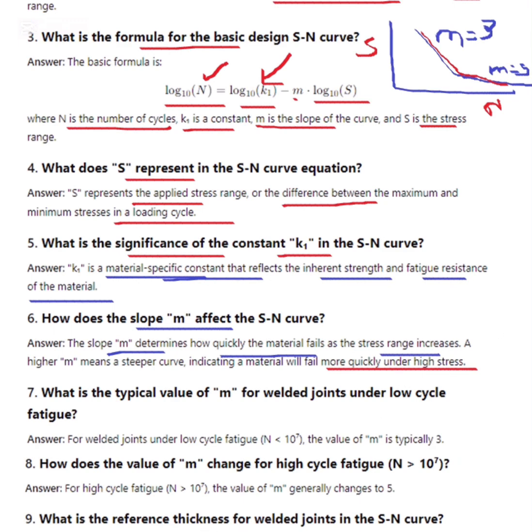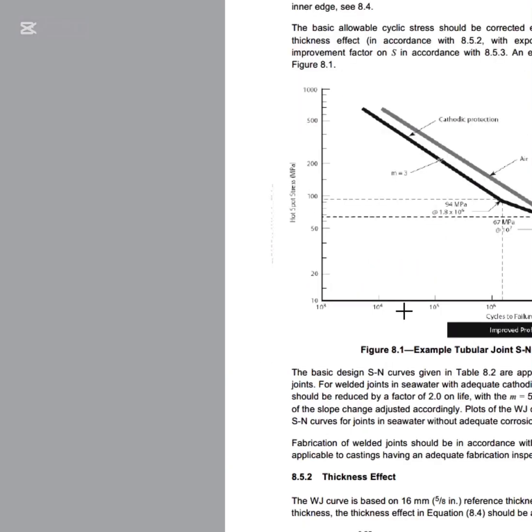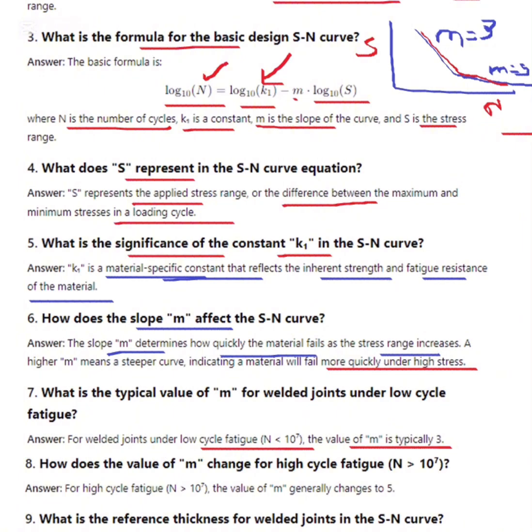What is the typical value of m for welded joints, low cycle fatigue? For welded joints, low cycle fatigue, N less than 10 power 7, the value of m is typically 3. How does the value of m change for higher cycle, N greater than 10 power 7? For higher cycle, the value of m generally changes to 5.